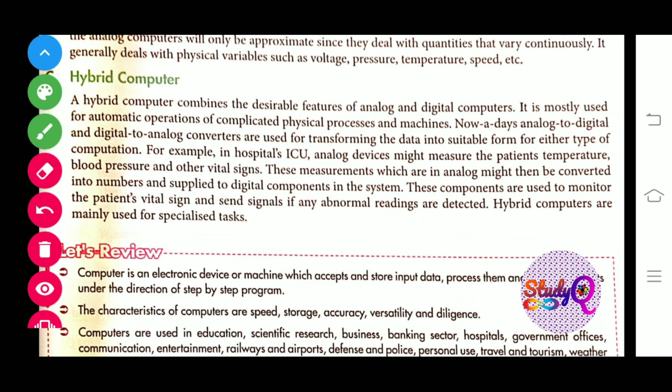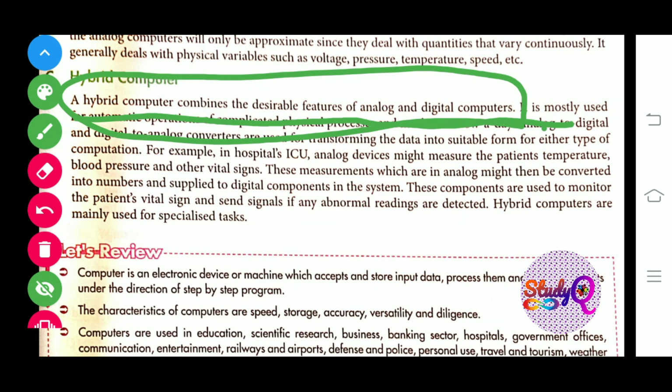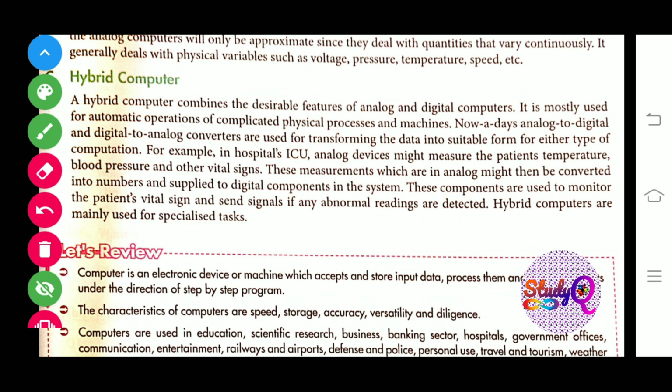Hybrid computers are the combination of analog and digital, where we need to process both types of data, analog and digital. Here you have to understand hybrid computers combine the desirable features of analog and digital both. These computers are mostly used in hospitals, in the ICU, intensive care unit, where an analog device might measure the patient's temperature and blood pressure, and other vital signs. So this is a very easy chapter. You can understand and review this.